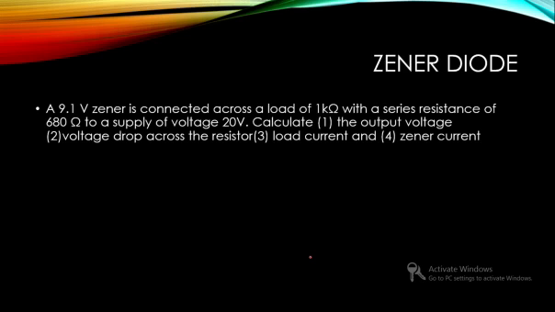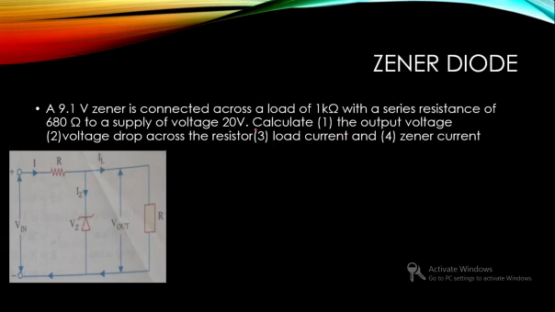Okay, so let us do one problem. We are given a 9.1 volt Zener connected across a load resistance of 1 kilo ohm with a series resistance of 680 ohms to a supply voltage of 20 volt. Calculate output voltage, drop across resistor, load current and Zener current.